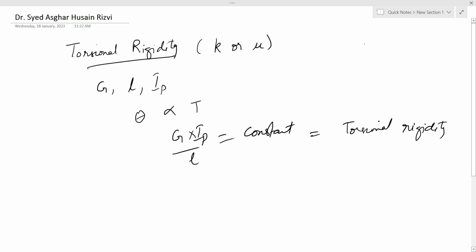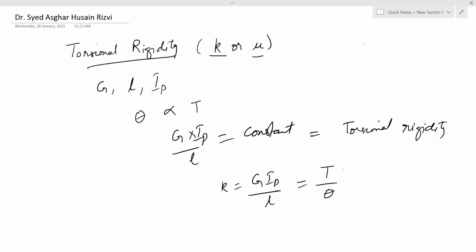These three values are constant for a particular shaft, and they are represented as torsional rigidity, denoted by small k or mu. So the relation is small k equals G IP upon L, or it is equal to T upon theta, since theta, the angle of twist, is directly proportional to the twisting moment.